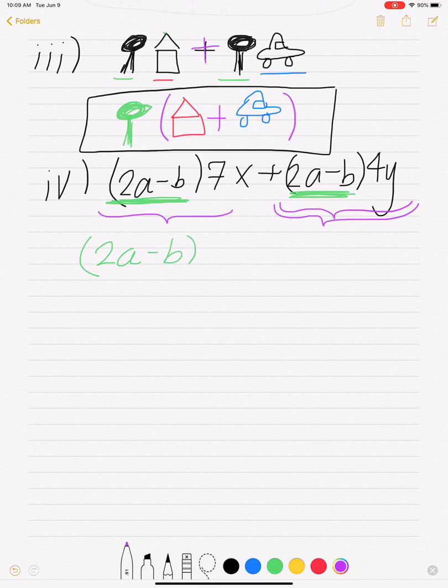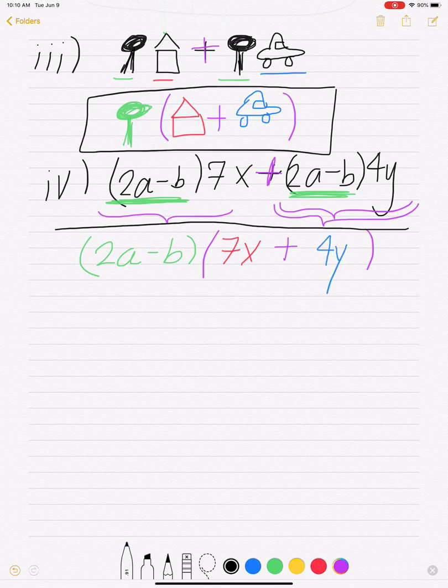And then we have to figure out what's left behind in a pair of parentheses. Notice that in between your two big terms, you have a plus sign. So we're going to put a plus sign here. First of all, what times the green 2a minus b is going to give us 2a minus b times 7x? Well, 7x. And then after that plus sign, what times that green 2a minus b is going to give me 2a minus b times 4y? And the answer there, of course, is 4y. There we have it. There is our greatest common factor factorization.